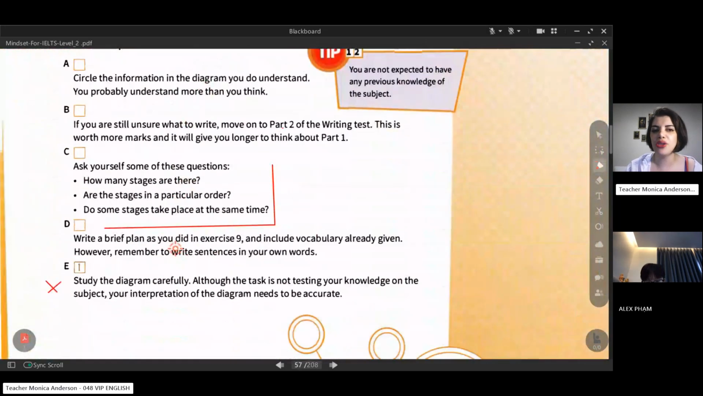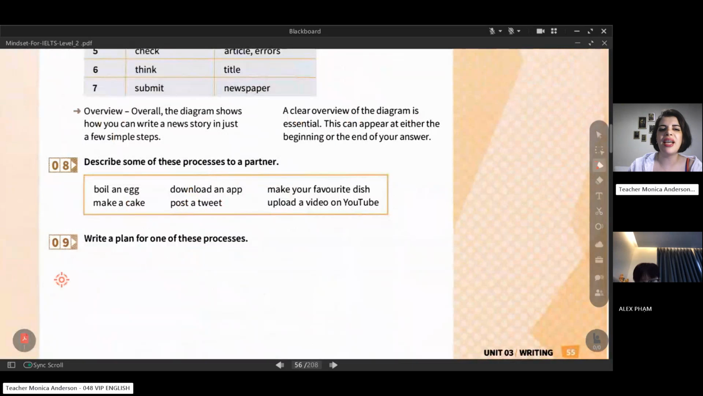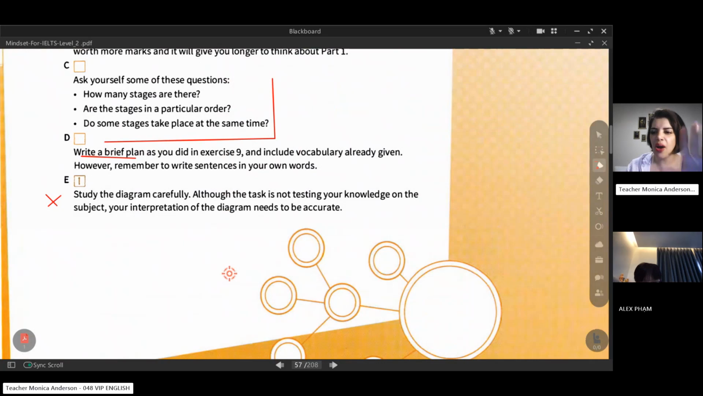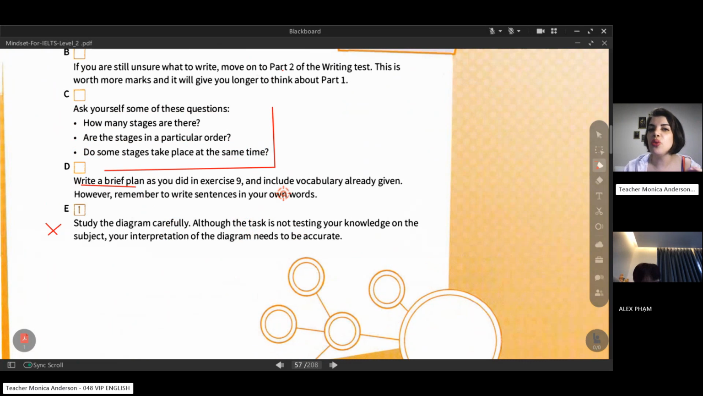So you need to ask yourself these questions because you need to find the answers. After that, it's not bad to write a brief plan, a short plan, as we did in this task. It's something really easy, and now I will do it together with you. When you write a short plan, try to use the words that are given. Then you can choose synonyms for them.